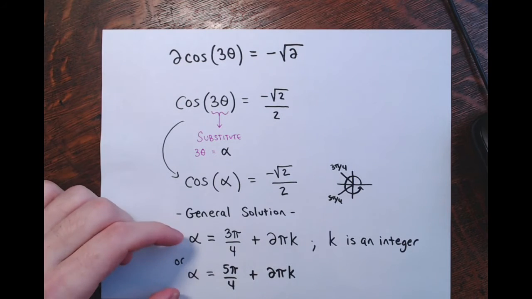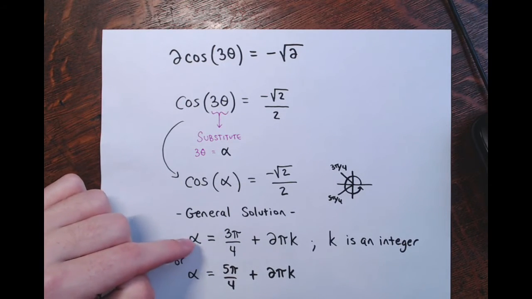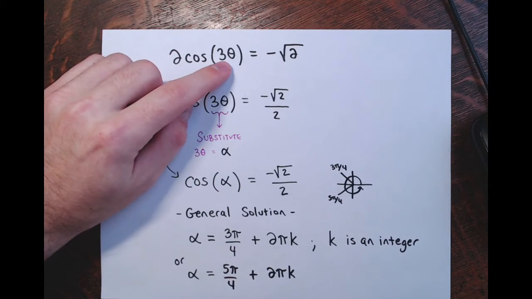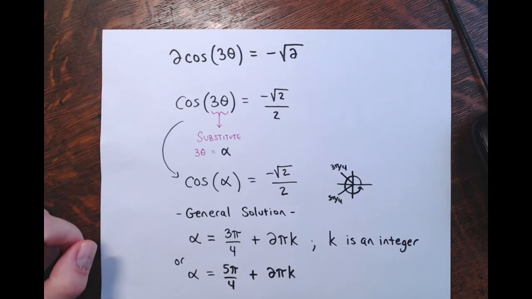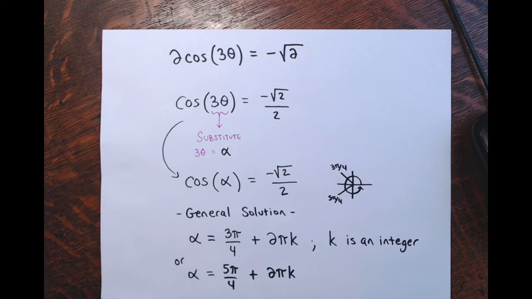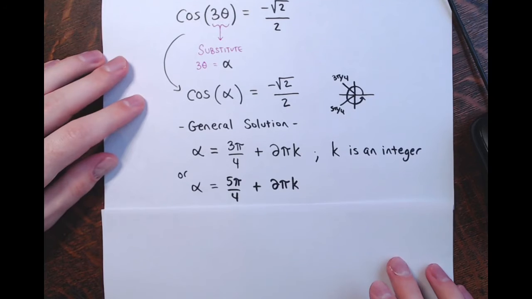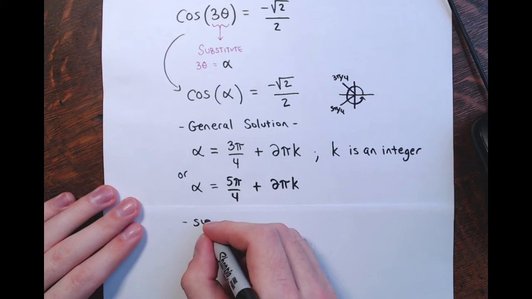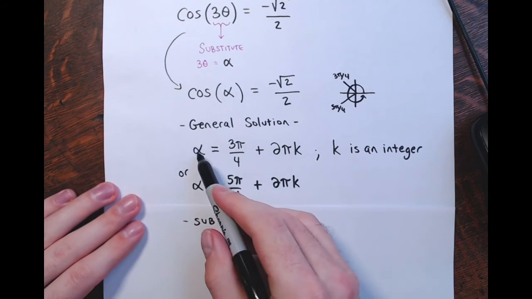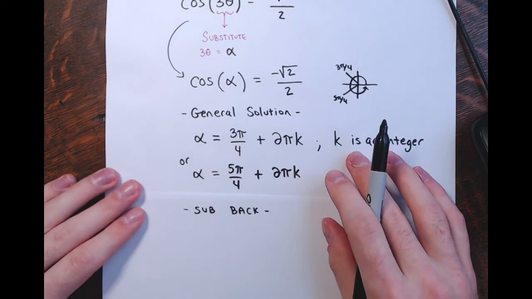All right, so what I've done here is I've solved for this alpha. I've described all the solutions to this equation in alpha. The original equation, though, had the variable theta. We're trying to find values of theta that make the original statement true. So now that I've solved for the substitution variable, I'm going to substitute back and solve for theta. So I'm going to sub back. Everywhere there's an alpha, replace it with 3 theta.